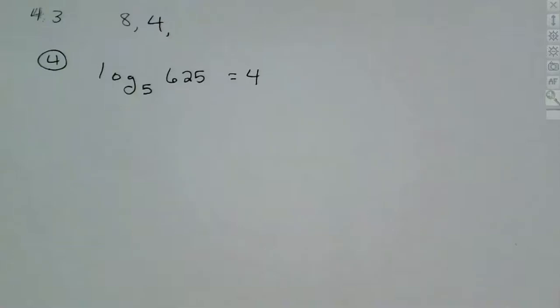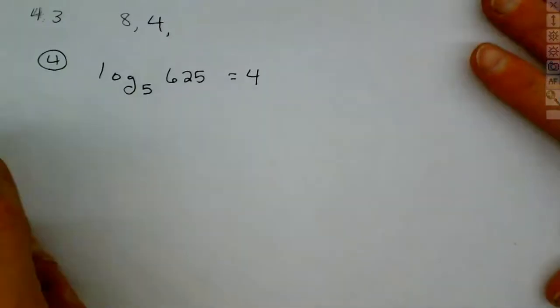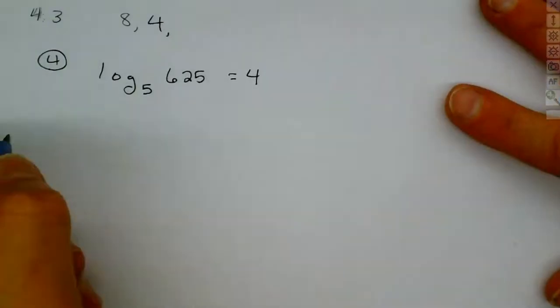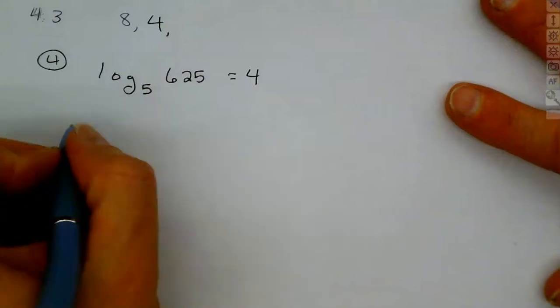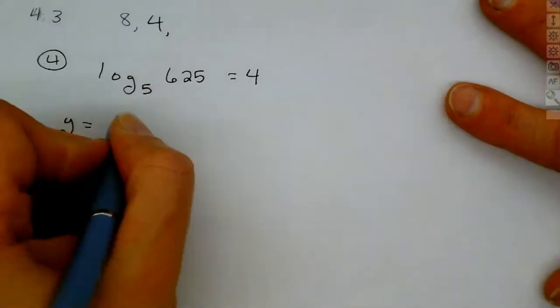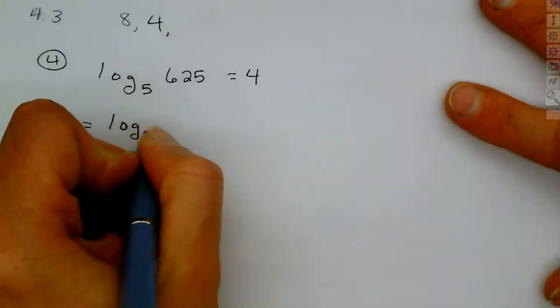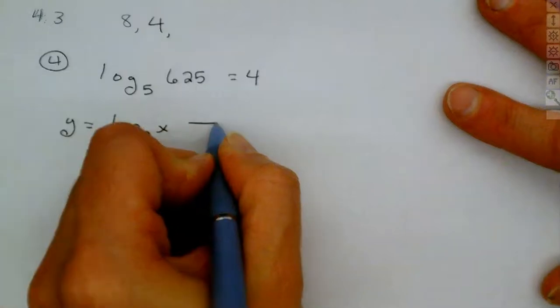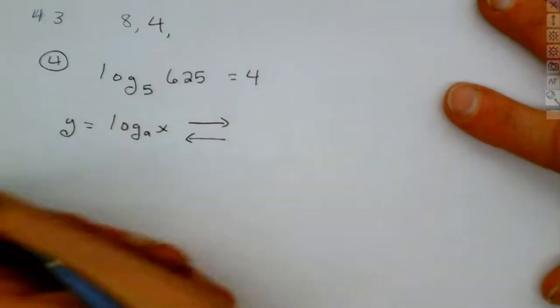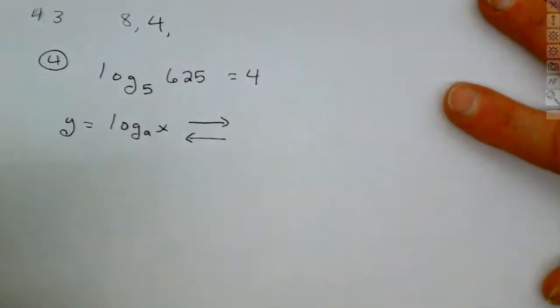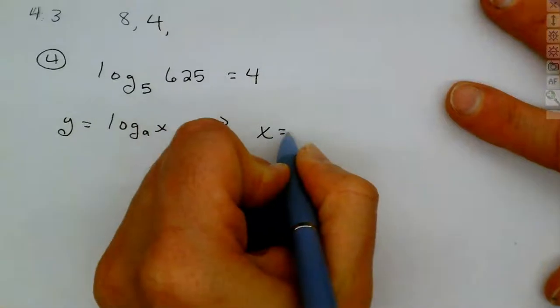What we've got right now is a logarithm. Logarithms can become exponentials by using this formula: y equals log base a of x. That converts, and it can go either way, that's why we draw the double arrows, into x equals a to the y.